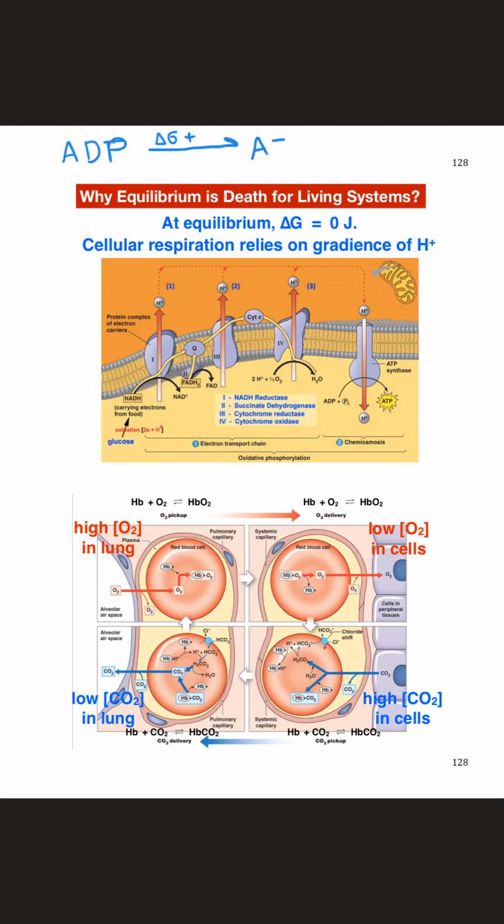In order to produce ATP, it would require this amount of energy. But at equilibrium, because delta G is equal to 0, we will not have a supply of energy to produce the energy storage of ATP. Therefore, our body will not be able to store the energy and will not have the energy to do the cellular work, and that's going to lead to cell death.